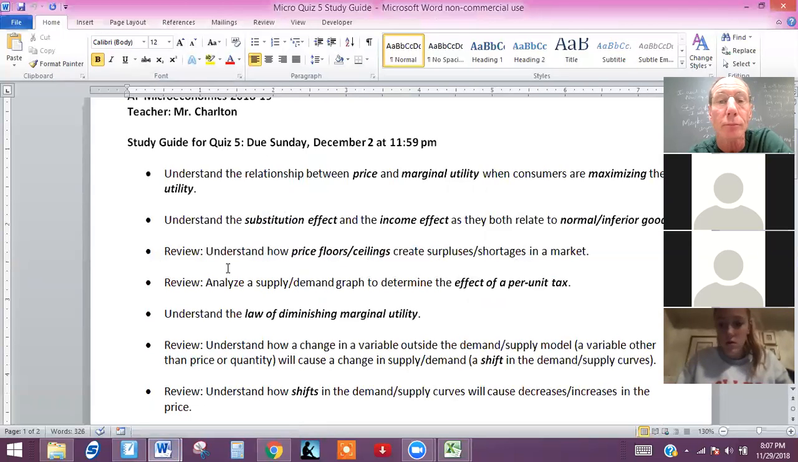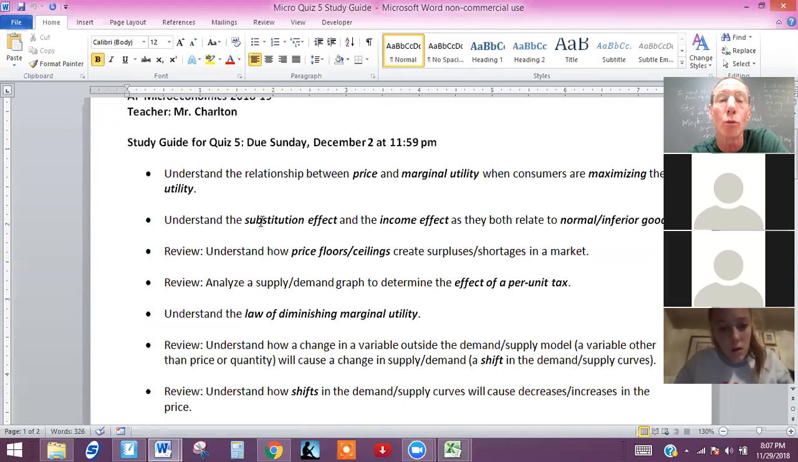So now, this one right here is just simply understanding that if it's a normal good and your income goes up, you buy more of it, right? So the income effect for a normal good means that you buy more of it. And if it's an inferior good and your income goes up, you buy less of it, whatever it is.